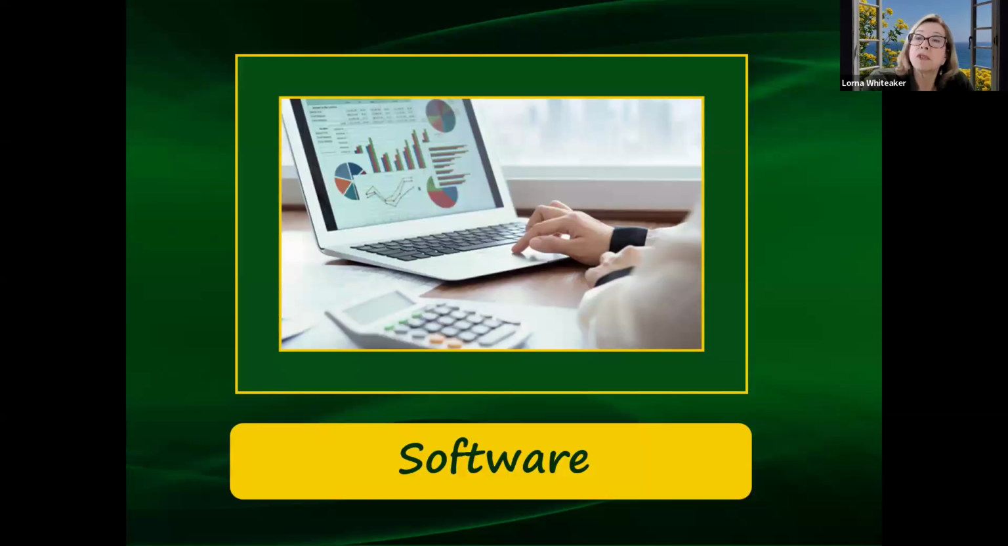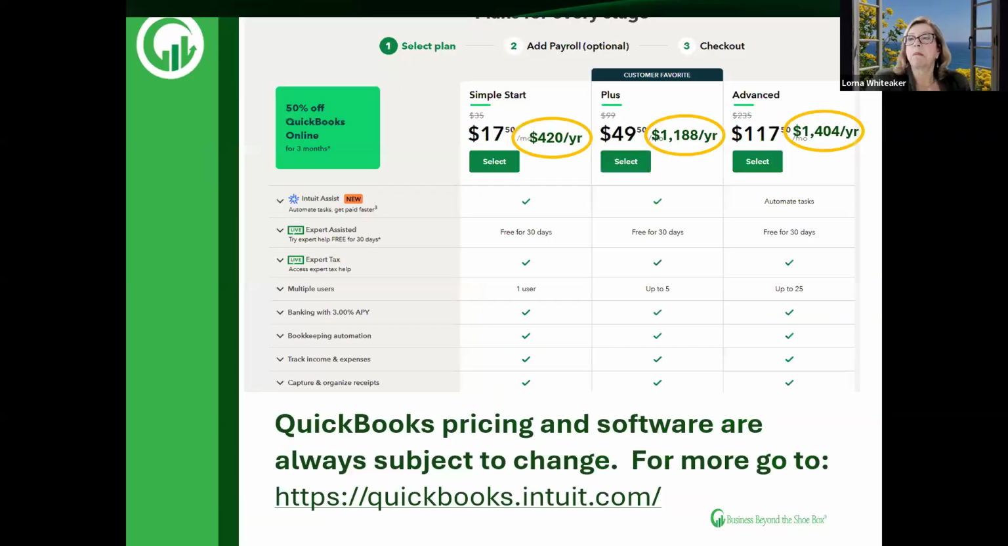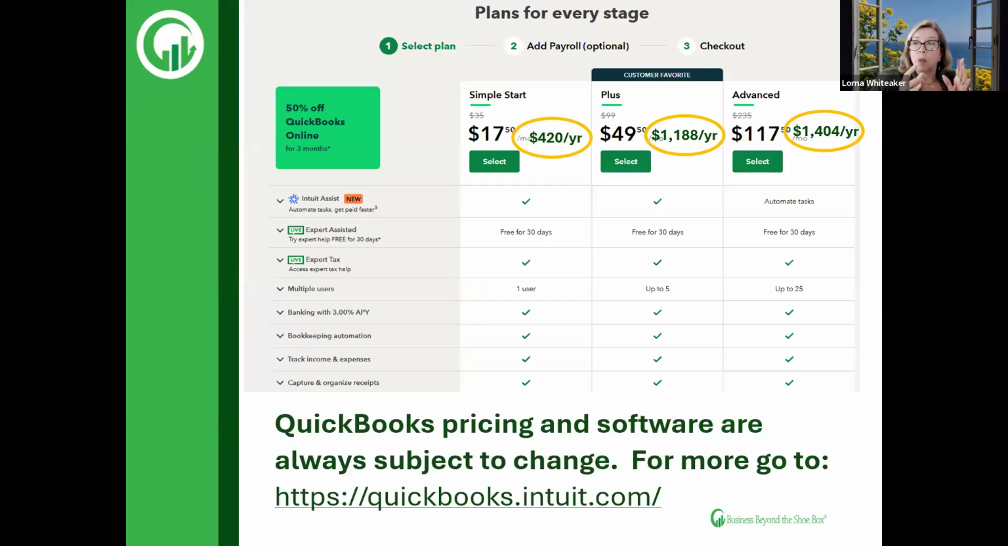So let's talk about software. Okay. Now, I want you to know that we're going to be talking about and training on QuickBooks Online. There are other options, okay? So, and you can go to the link down there at the bottom. It'll show you where you can get more information about the pricing.